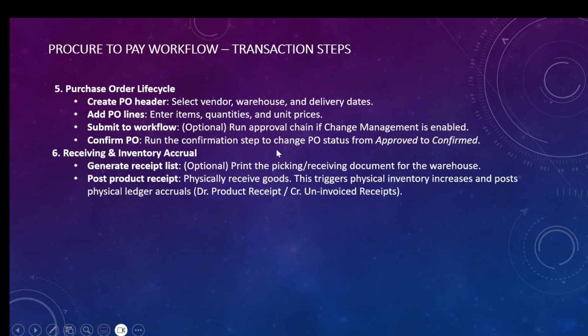After confirming the PO, we have to receive the product, generate a receipt list, which is optional, and then post the product receipt as part of the product receipt process. This is what we discussed, the physical transaction. Physically receive the goods. This triggers the physical transactions and it increases the inventory. But remember, we are not doing the invoicing so far. So it is just creating the physical transaction. The financial transaction has yet to be created.